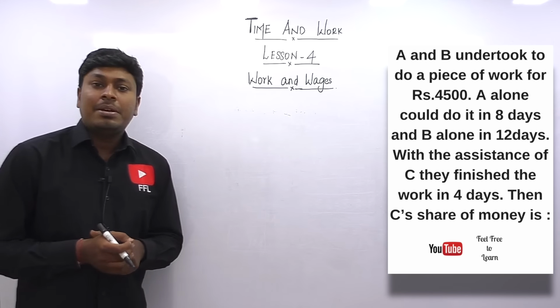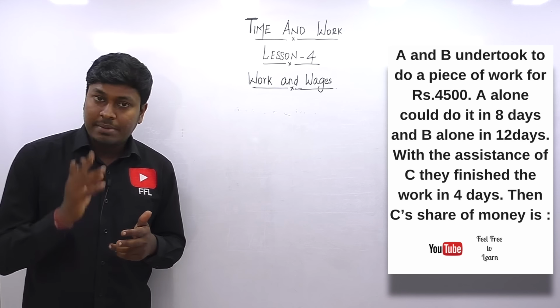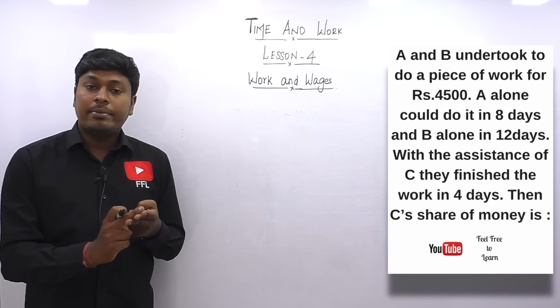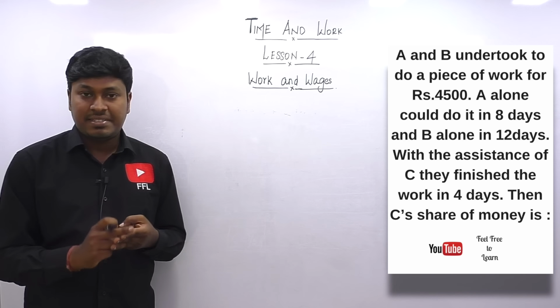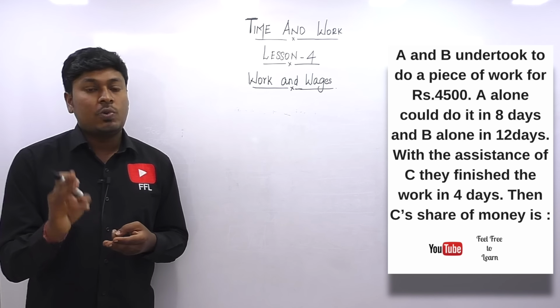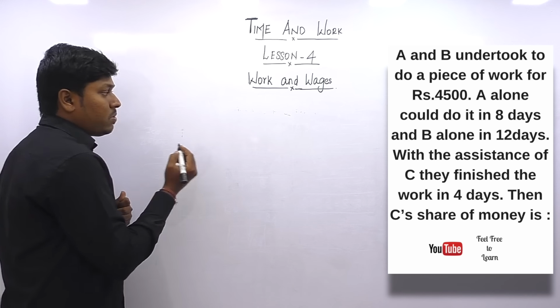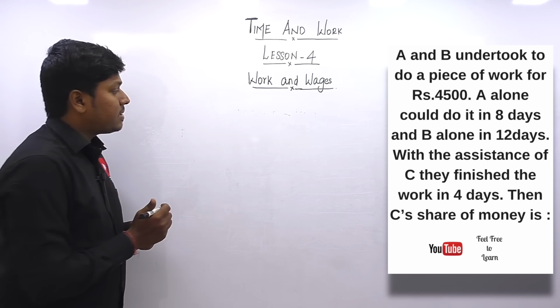So friends, what is step number 1? Just now I have told you what step number 1 is. Step number 1 is to find 1 day work done by A, 1 day work done by B, and 1 day work done by C, all the 3 persons. Step number 2, to find the ratio. Step number 3, then find the share, right? Number 1, to find 1 day work done by all the 3 persons.